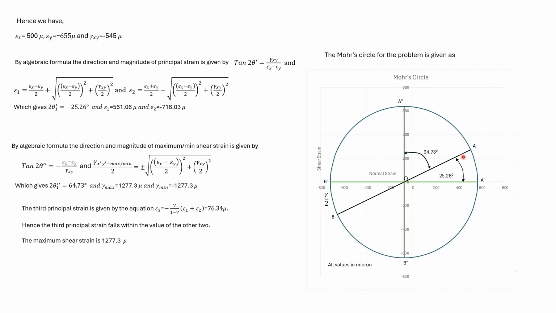If we rotate OA by 26.6 degrees in the clockwise direction, we reach the plane of maximum principal strain. And if we rotate anti-clockwise by 64.73 degrees, then we reach the plane of maximum shear strain, which are the values obtained earlier as well.